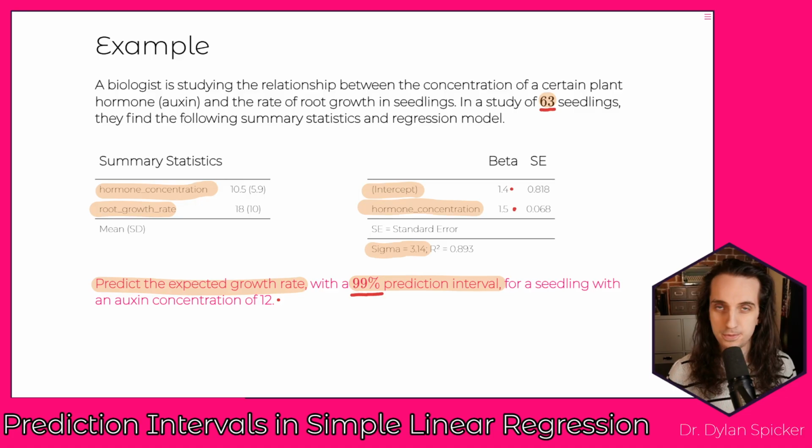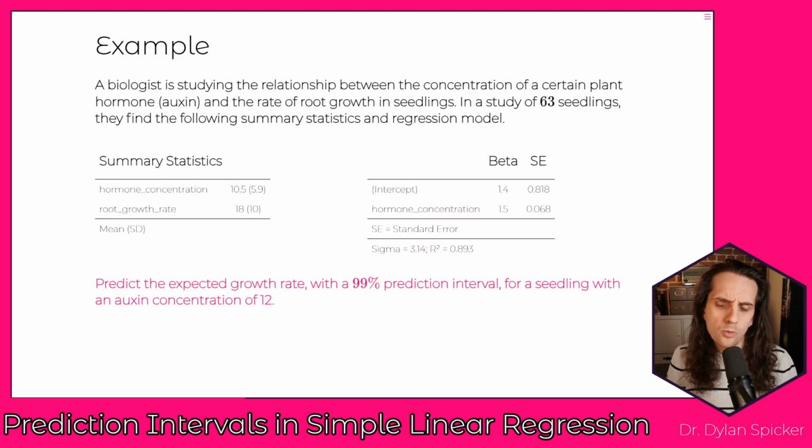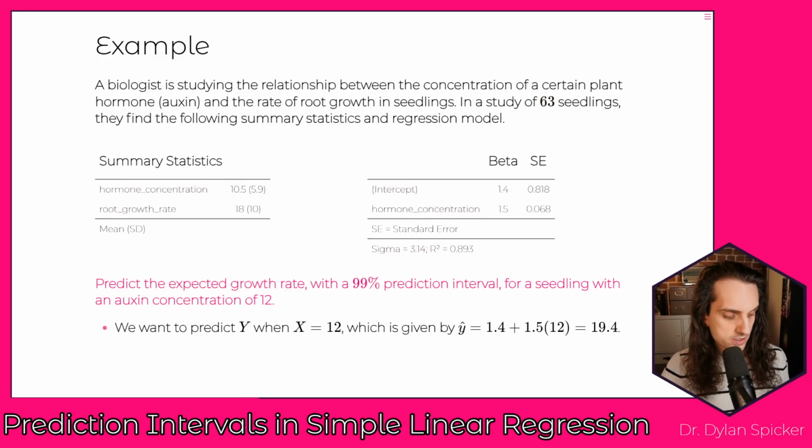So we're going to need to know the sample size is 63. We're going to need to know that the mean of X is 10.5. We're going to need to know the standard deviation of X in the sample is 5.9. And we're going to need to know that the square root of our MSE is 3.14. And then with all of those, we can plug that into our formula, and that's going to end up giving us a prediction interval.